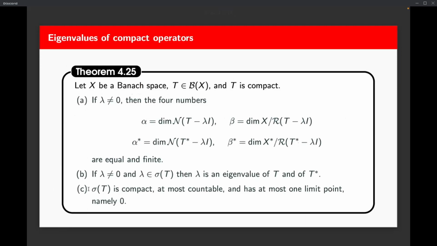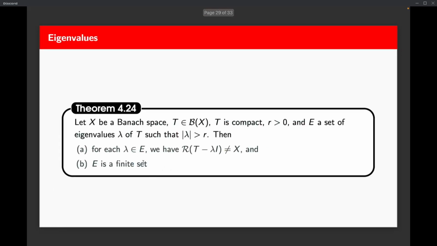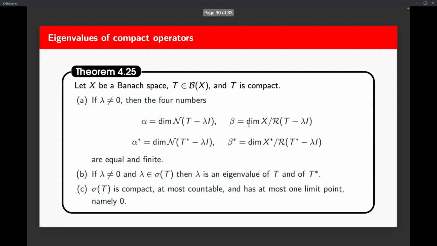And then finally, sigma of T is compact. As I mentioned in the last part, it's at most countable. That's because we can union up these finite sets over a countable number of R's. And it also has at most one limit point, which is 0 itself. So it's a fairly well-behaved set, the spectrum, if we have a compact operator.